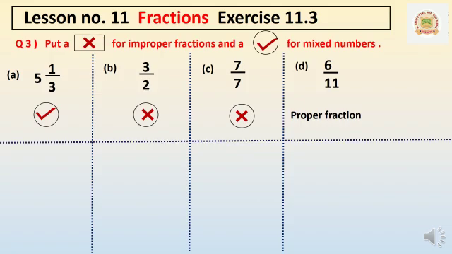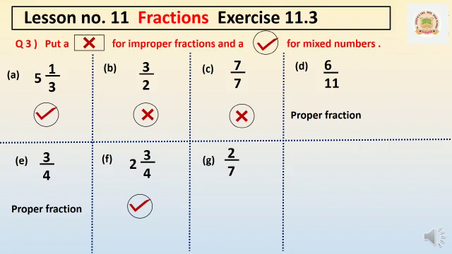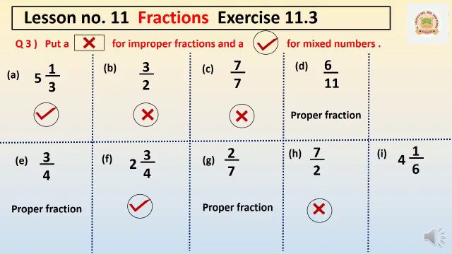They are not told to mark anything. That's why we are writing proper fraction. Next, 3 by 4, proper fraction. 2 whole 3 by 4 is a mixed fraction, right mark. 2 by 7, improper fraction. 7 by 2, cross mark, it is an improper fraction.